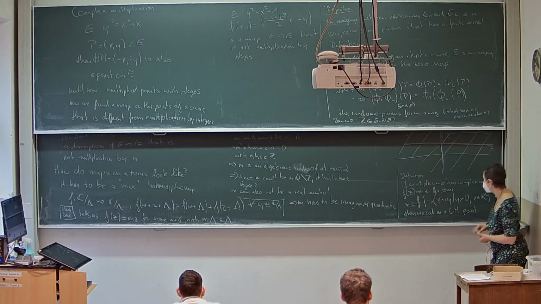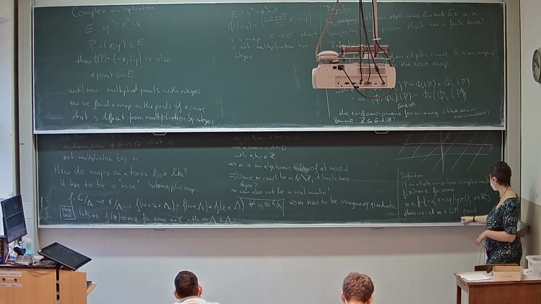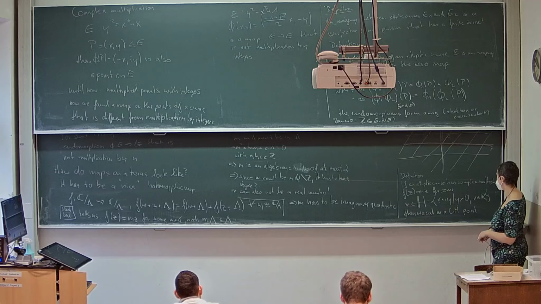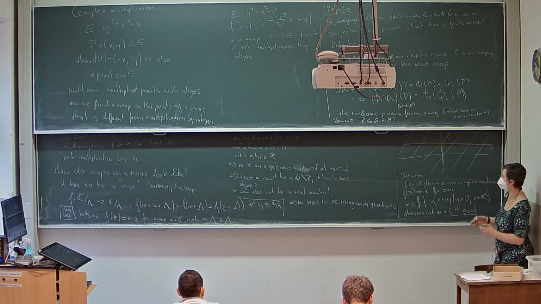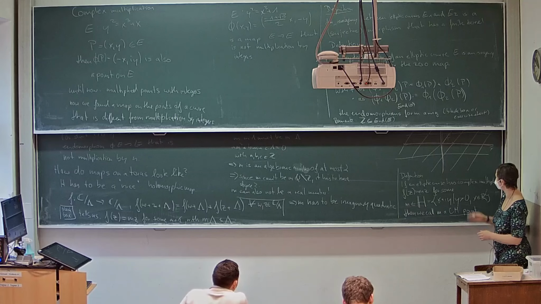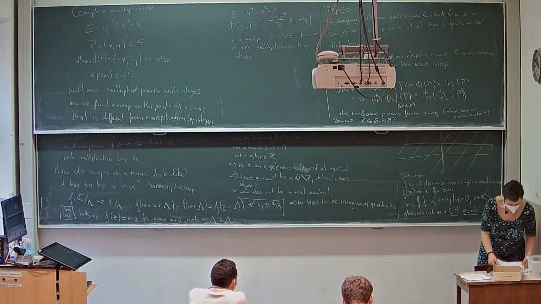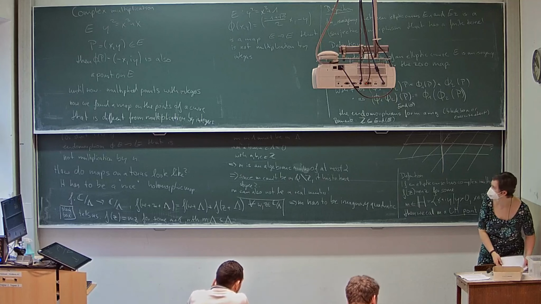And as I said with the abbreviations, I think no one says complex multiplication point. People always say CM point, so this is actually what it's called, and it's not called complex multiplication point, it's called CM point. Okay, so these were a lot of definitions.